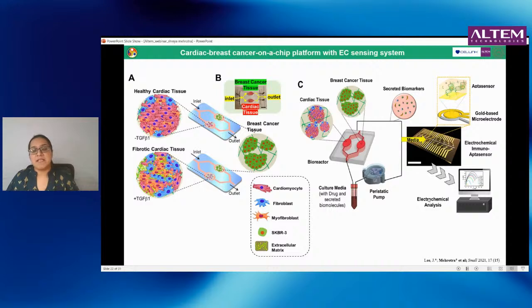So briefly, we designed a sensing system, an immunosensor based on aptamer based sensing, which was then coupled with this dual reactor, and then by the action of drug, we could actually sense in our system if there is any toxicity.